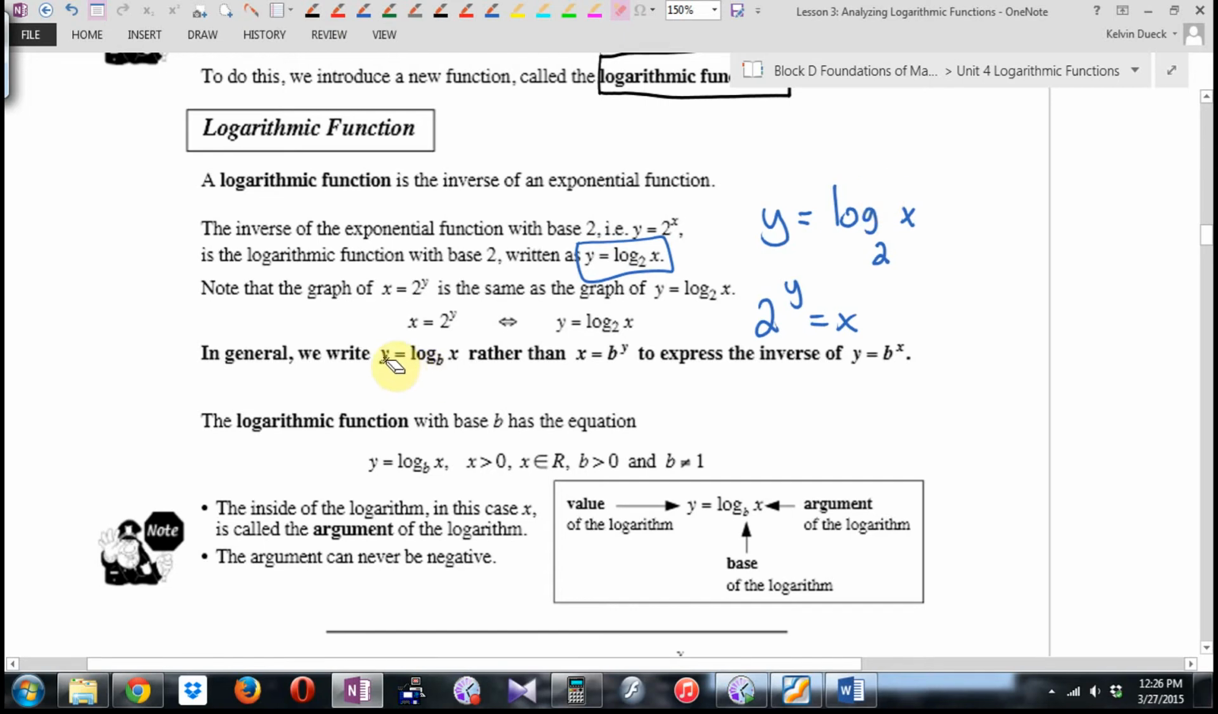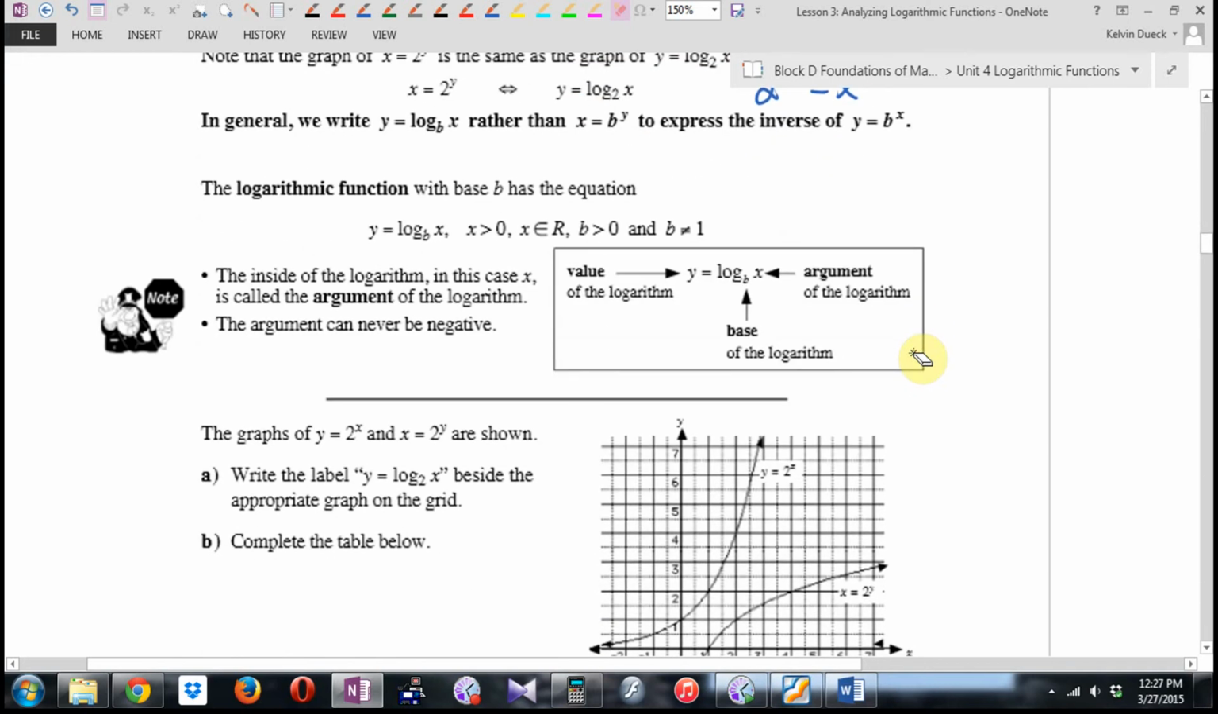In general, we write things in logarithmic form rather than having the x by itself, because the logarithmic form allows us to get the y by itself. So if I want to show the inverse of y equals b to the x, it's going to be log base b of x. Here's the equation. Here's the domain. All x is greater than 0.